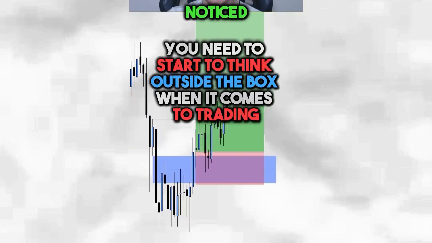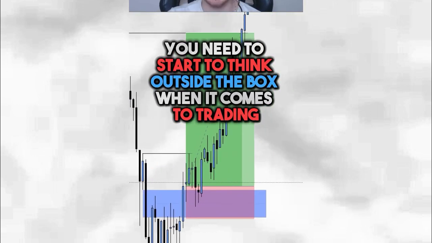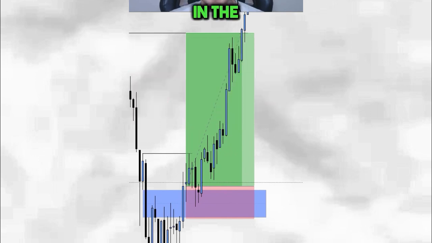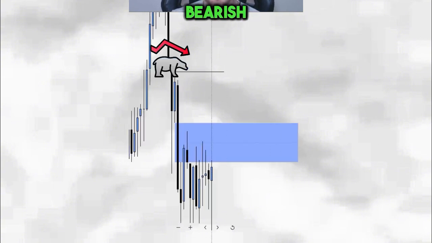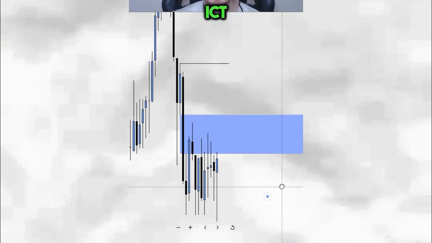What I have noticed in trading, and what you need to notice as well, is that the best traders in the world are not doing what everybody else is doing. So with that in mind, why are you still shorting from bearish fair value gaps like most ICT traders are?